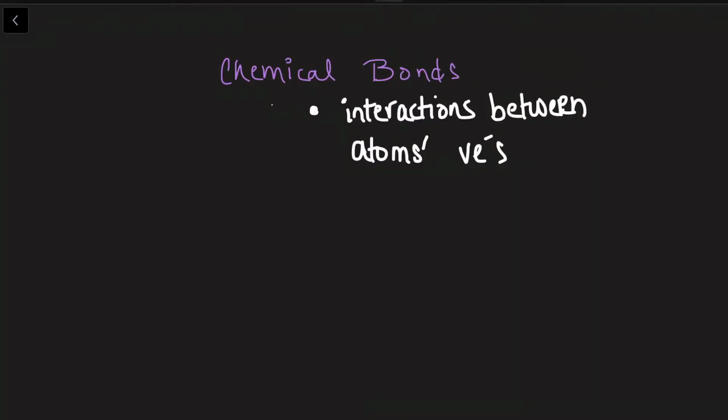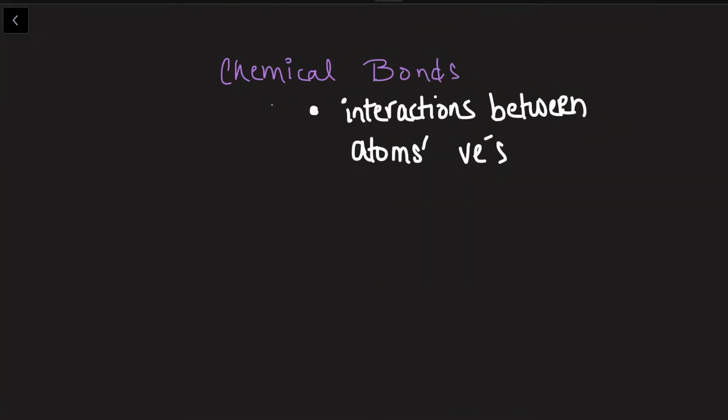Hey guys, welcome to another video in my AP Biology or Biology Olympiad prep playlist. In the last video we discussed the structure of an atom, and in this video we're going to be talking about different chemical bonds that can be formed between atoms.